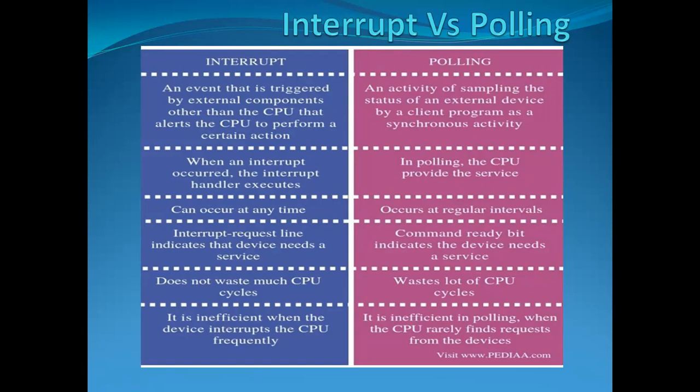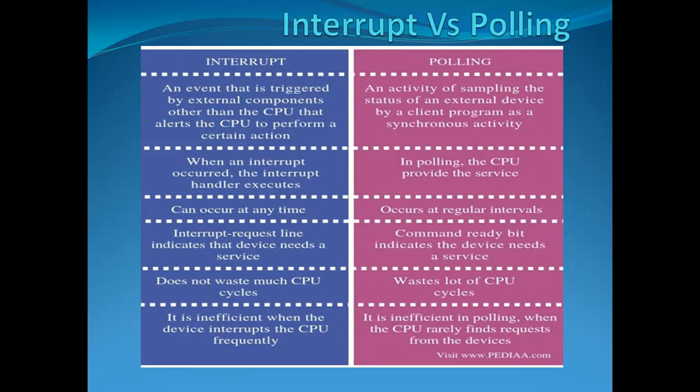When an interrupt occurs, the interrupt handler executes, whereas in polling, the CPU provides the service. An interrupt can occur at any time, whereas polling occurs at regular intervals. The interrupt request line indicates that a device needs service, while in polling a command ready bit does. Interrupts do not waste much CPU time, whereas polling wastes a lot.